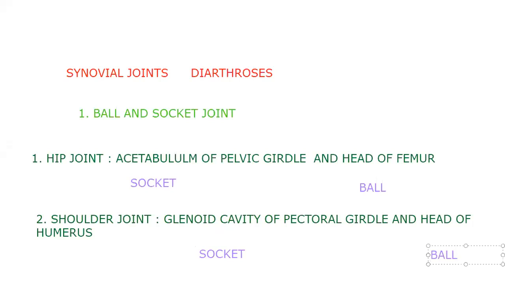We call this kind of joint the more flexible joint among all the joints that you can see here. The flexibility of the movement you can see. The ball is rotating in the socket. The socket belongs to pectoral girdle and pelvic girdle. The socket of pectoral girdle is called glenoid cavity. The socket of pelvic girdle is called acetabulum. And the ball is the head of femur and head of humerus. So this is the ball and socket joint. In the synovial joint, we call it diarthrosis. The first joint is the ball and socket joint.